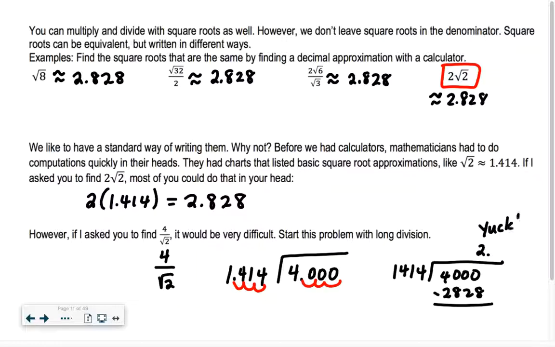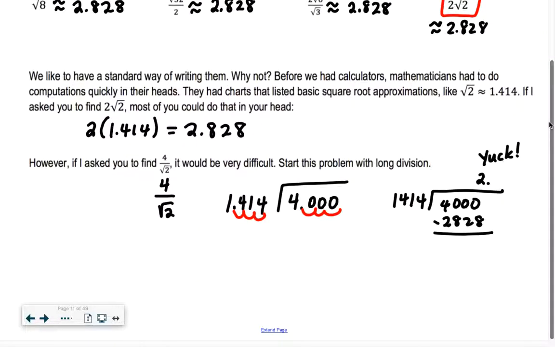Yuck. We don't want to do this. We really don't want to do this because it's really annoying, right? Long division is super annoying. So what we do is we do something called rationalizing the denominators. Has anybody ever heard of rationalizing the denominators? So basically, mathematicians don't like to have square roots in the denominator. We like to get rid of them somehow.